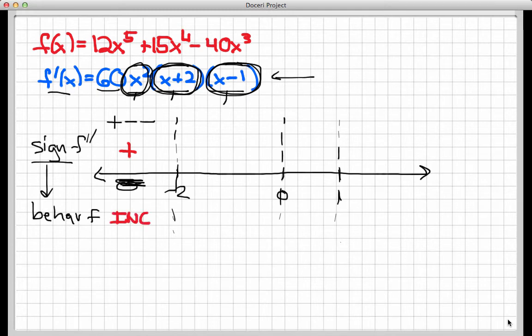Now let's move on to the second interval and try the same idea. Inside this second interval here are numbers such as negative 1. Now the x squared factor is positive on that interval. The x plus 2 factor this time is also positive on that interval.